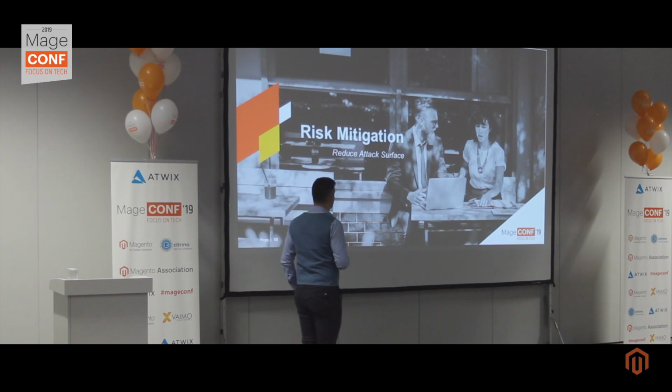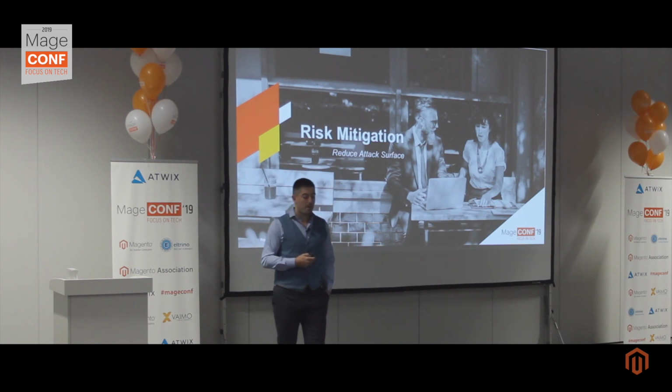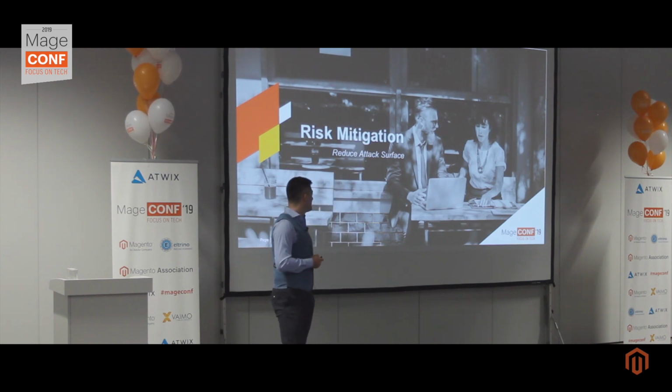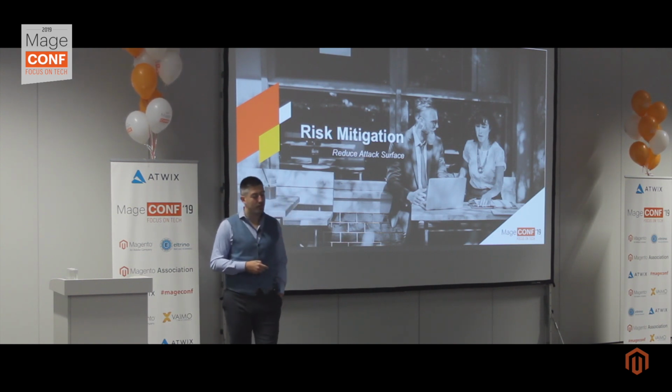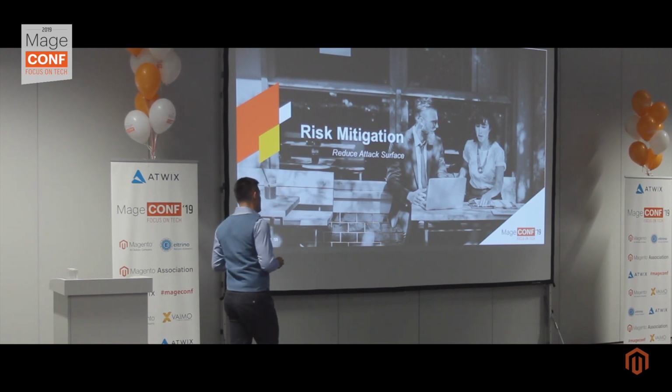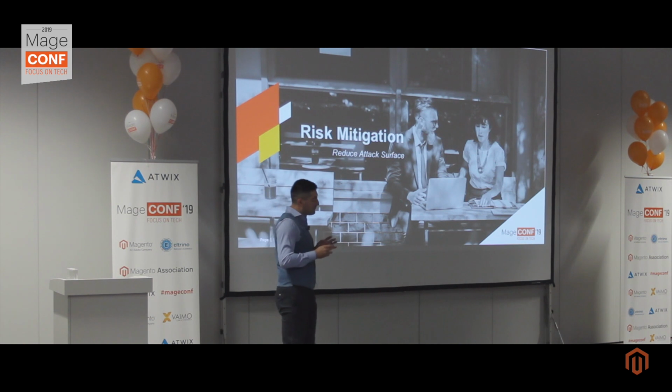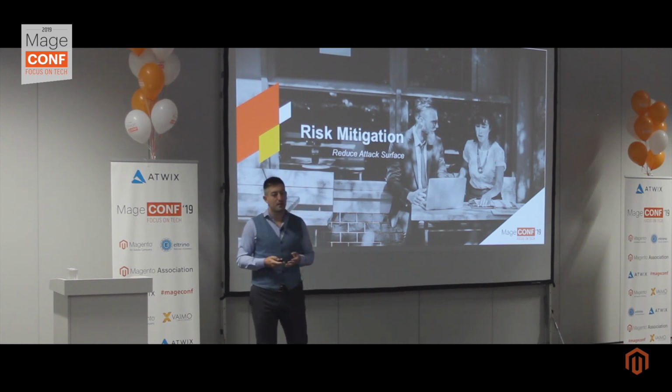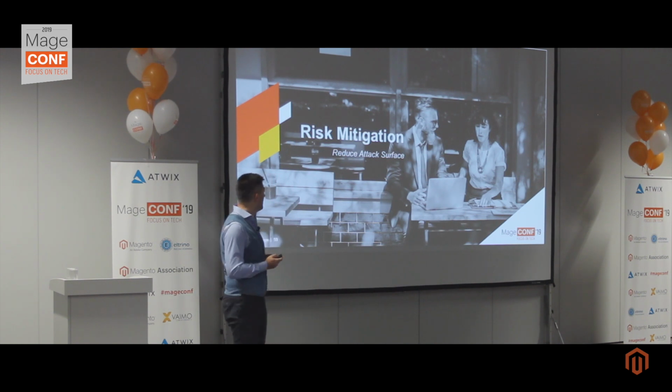Risk mitigation. We cannot be 100% sure that we will protect ourselves, that our code is completely safe. But what we can do is reduce the attack surface, and by doing that, we make it harder for an attacker to find a vector which he could exploit.